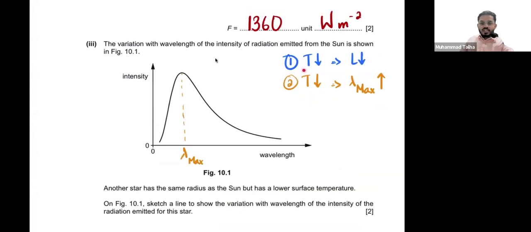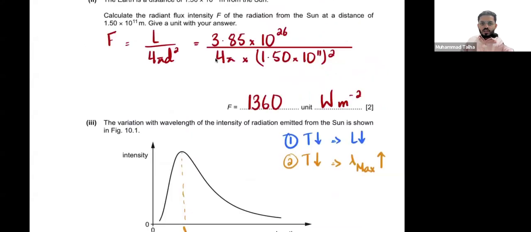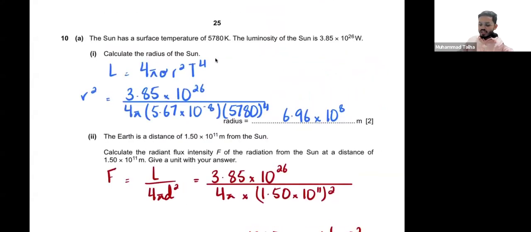Because its temperature is lower, Stefan-Boltzmann law tells us that the luminosity would also be less, right? Temperature is less, so luminosity would also be less. There's this direct proportion that we're using here. So if one thing goes down, the other thing also goes down.